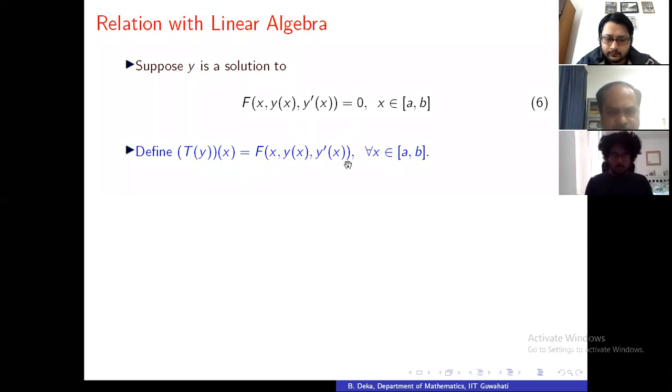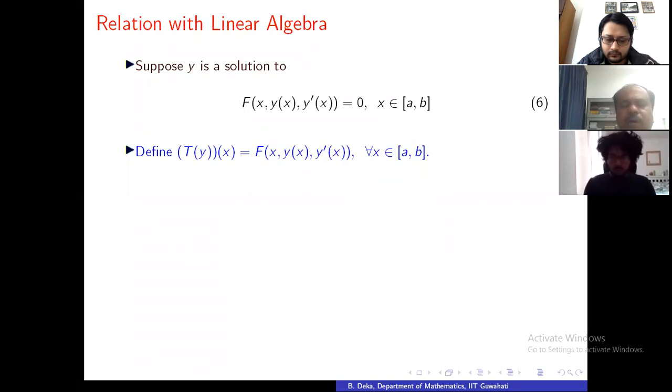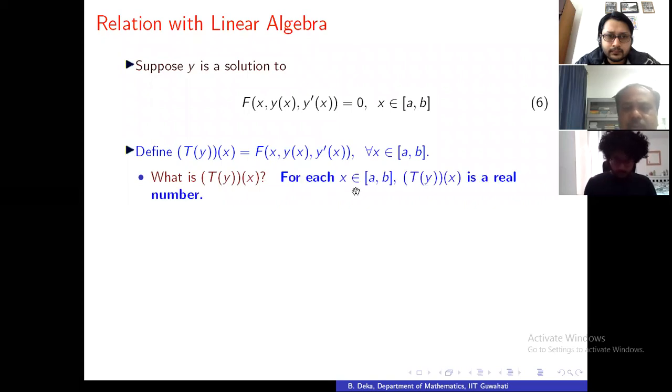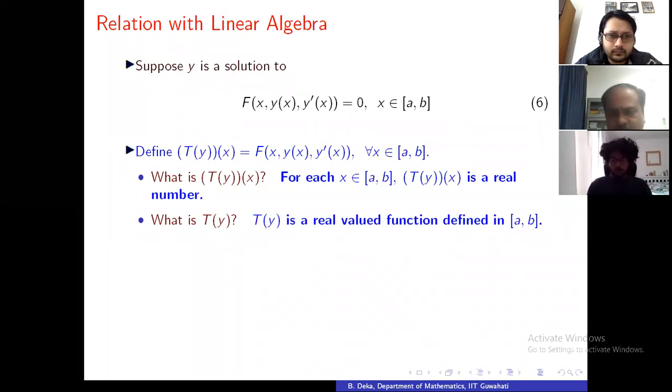Once you have this y as a solution, you can relate this differential equation with some operator. What that operator is, I'll come to later. But simply what I am writing is T(y)(x) equal to whatever expression you have. Whatever differential equation you have, you are writing in a different notation: T(y)(x) is equal to f(x, y(x), y'(x)) for all x belonging to (a, b). Now for notational convenience, what is T(y)(x)? For given x, the right hand side is a real number. So for each x, T(y)(x) is a real number. Then what about T(y)? T(y) is nothing but a real valued function from (a, b) to R, because x is coming from (a, b). So T(y) is a real valued function defined on (a, b).